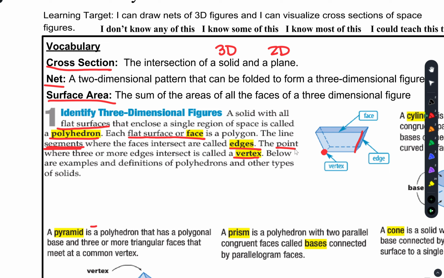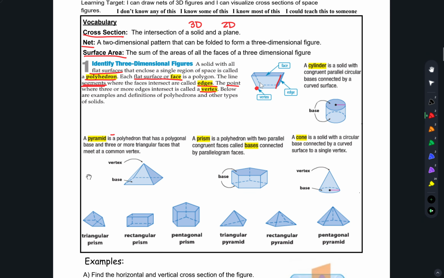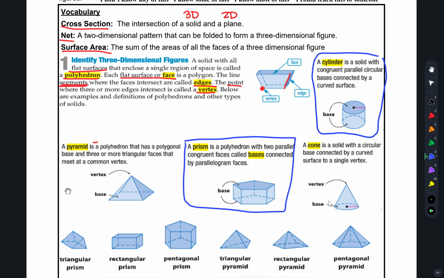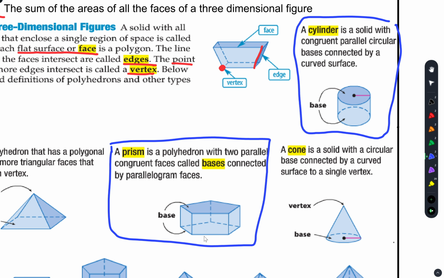And then let's talk specifically about the different kinds of shapes that we are going to see in this unit. There are two main bases of shapes that we are going to see. The first category, I'm going to put these together: cylinders and prisms. I consider that the first kind of subset of 3D solids that we're going to see.